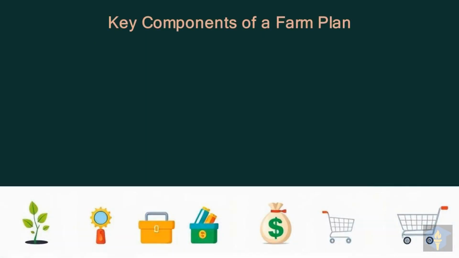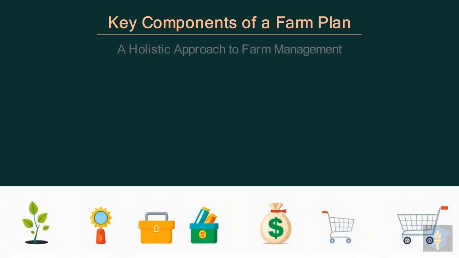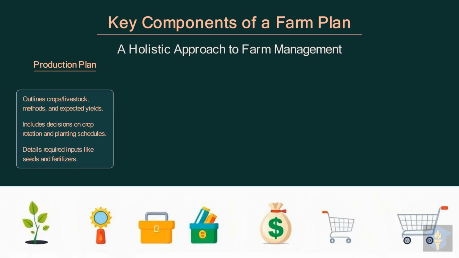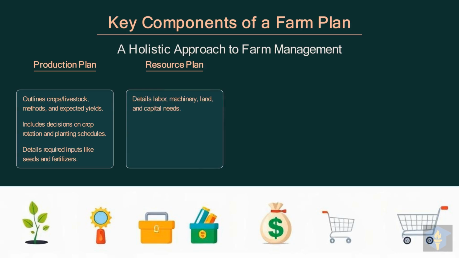Let's examine the key components of a farm plan. This requires a holistic approach to farm management. First, the production plan outlines your crops or livestock. It details your methods and expected yields for each. It includes decisions on crop rotation and planting schedules, and details required inputs like seeds and fertilizers. Next, the resource plan covers your assets. It details labor, machinery, land, and capital needs. This includes an inventory of existing resources and identifies new resources to be acquired.